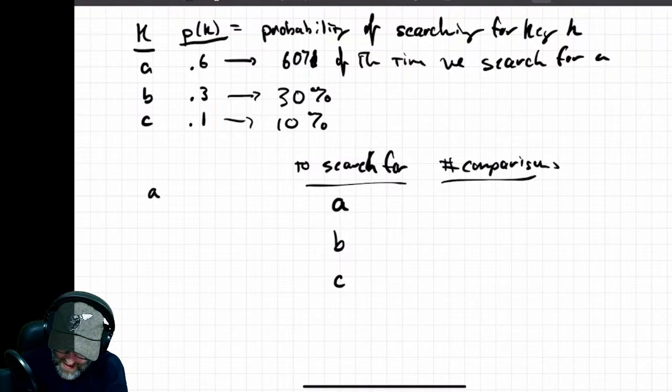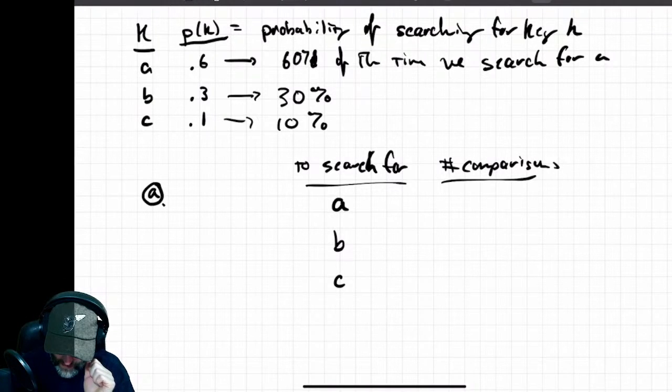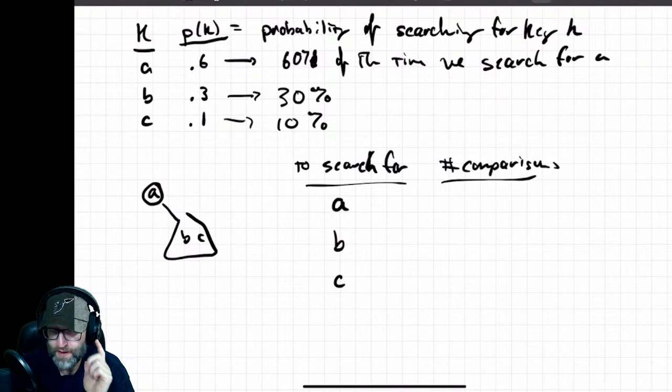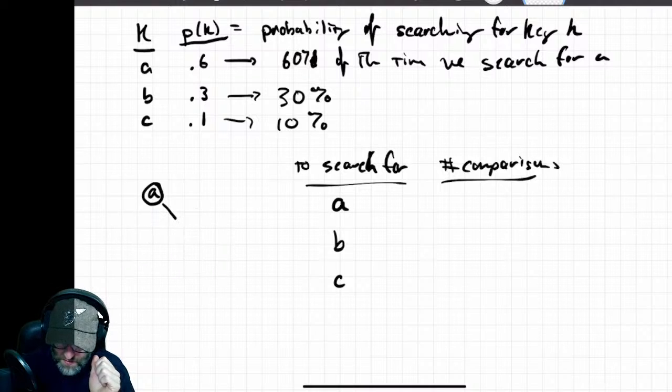What if I put A at the root, knowing that, oh, well, that's the most common thing that I'm going to be searching for, so I'll go ahead and put it at the top. I'll be greedy about it, okay? And then B and C both have to be over here as a subtree. All right, it still has to be a binary search tree. So I can't just put B and C over here because that would violate the binary search tree property.